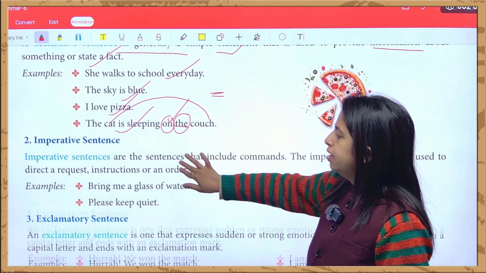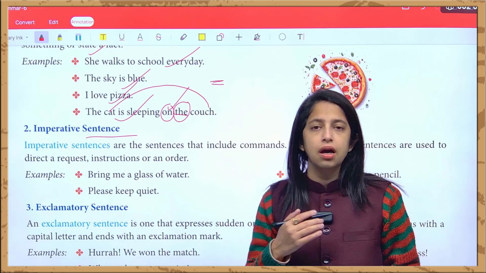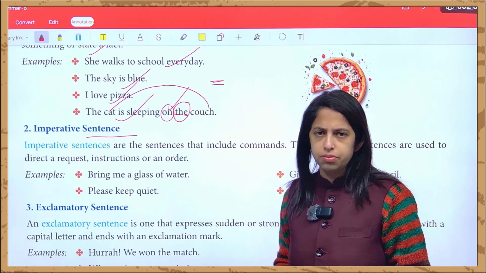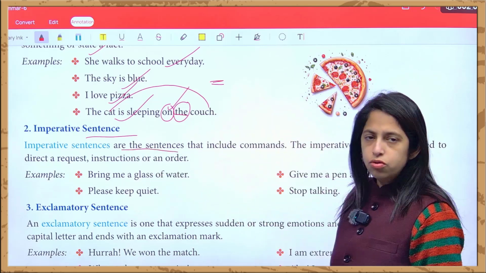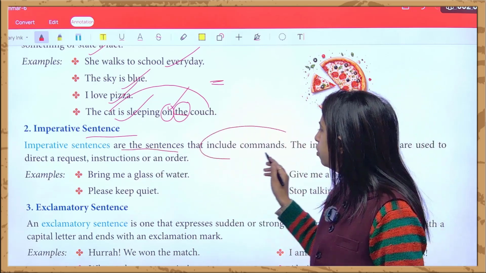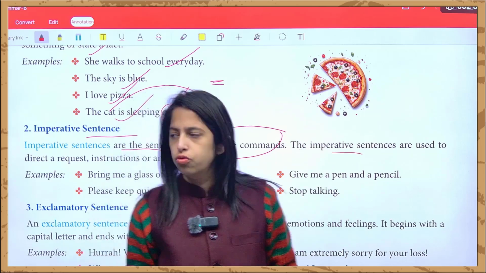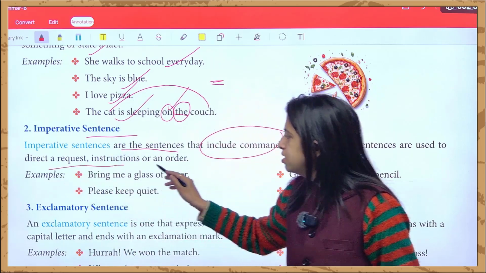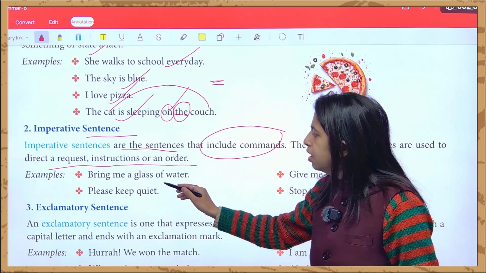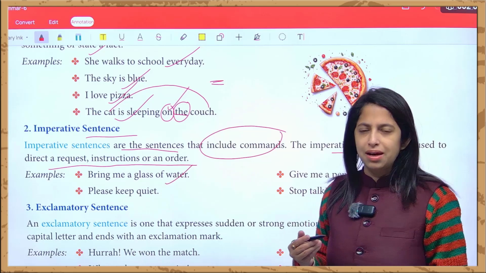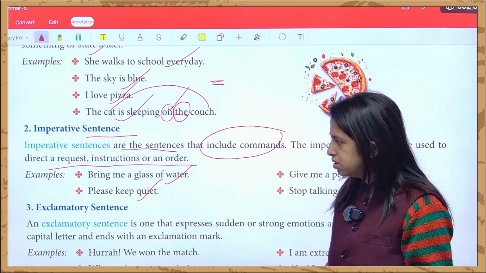Now moving on to imperative sentences. Imperative means you are commanding something. It can be a request also. So imperative sentences are those which include a command, right? They are used to direct a request, instructions, or any order. For example, bring me a glass of water. Please keep quiet, it's a request, right?